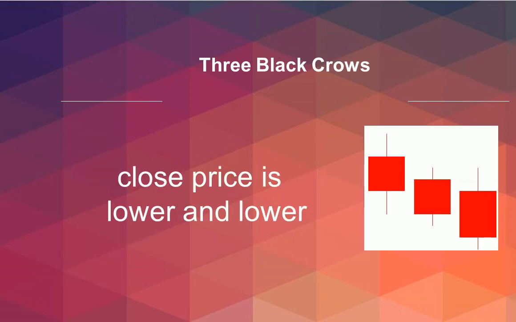So we can see this one. This is the three black crows. 1, 2, 3, three bearish candlesticks. And the close price is lower and lower. Okay, which means the share is weaker.